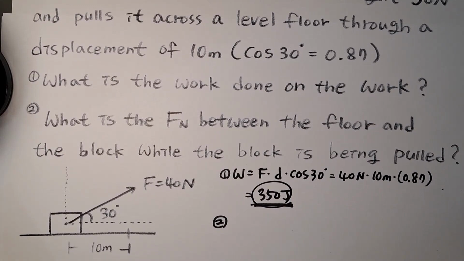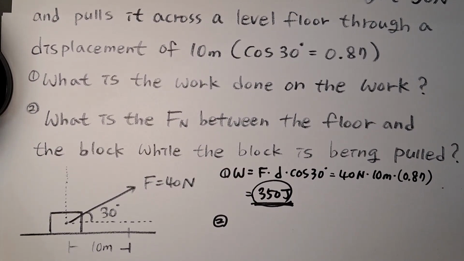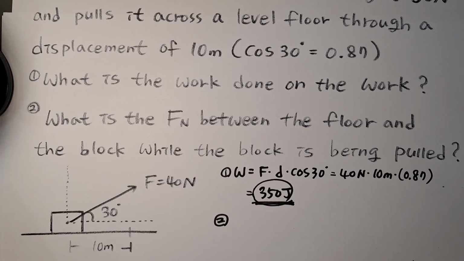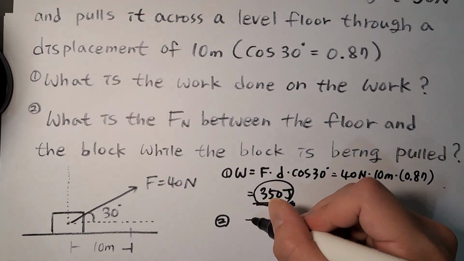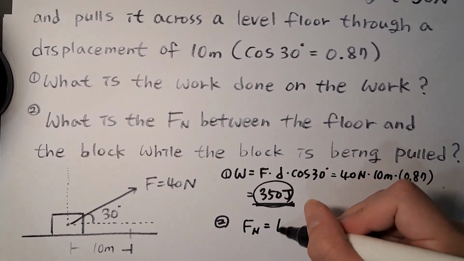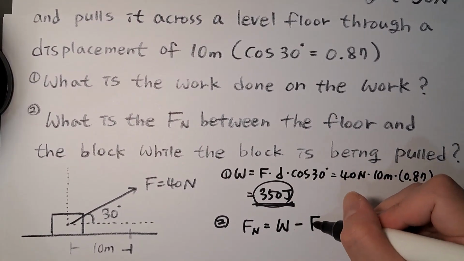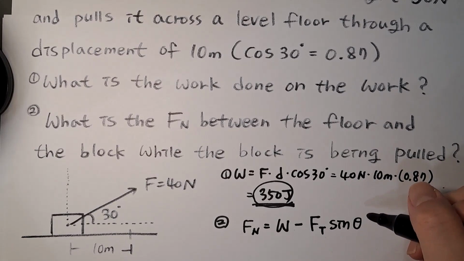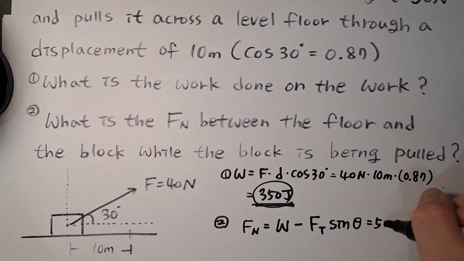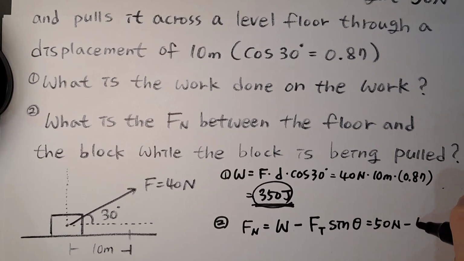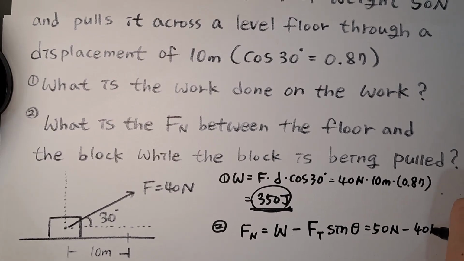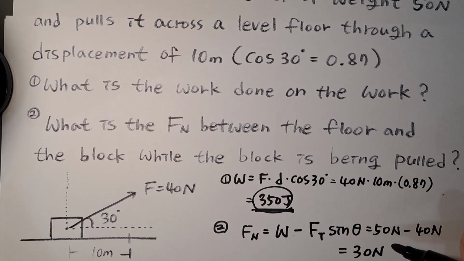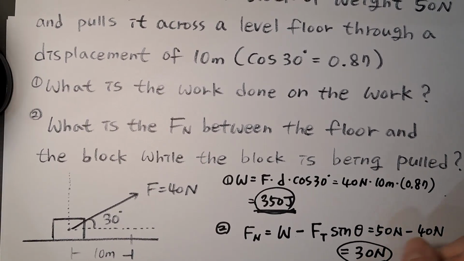The normal force is equal to the difference between the weight of the block and the vertical component of the applied force. So the normal force is the weight minus this, and this is going to be 50 Newtons minus 20 Newtons. So the normal force is going to be 30 Newtons.